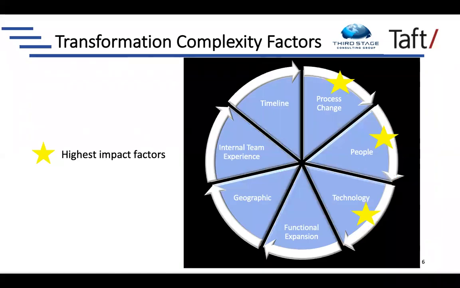And when we look at transformation complexity factors, what are the things that drive implementation time and cost, and some of those metrics that both Marcus and Ash talked about earlier today? Process change, people, and technology are the three that have the biggest impact on time and cost. But secondary to that, almost as important, is the functional scope of what you're implementing, geographic scope, the level of internal experience you might have with the technology or with transformations in general, as well as your overall timeline.